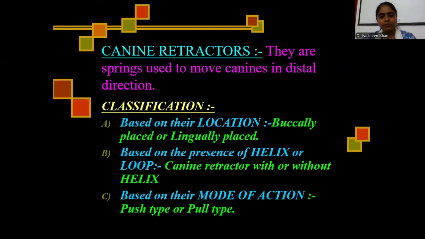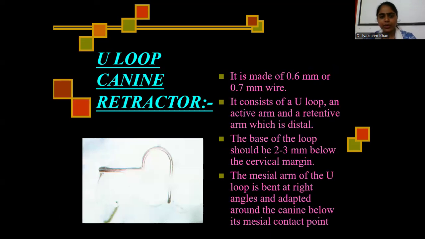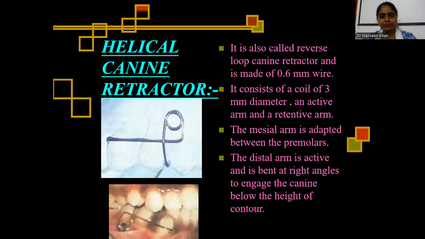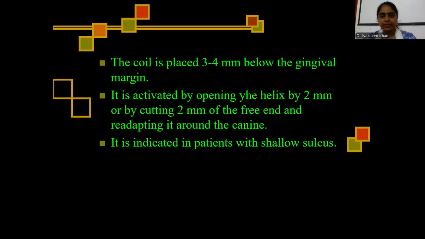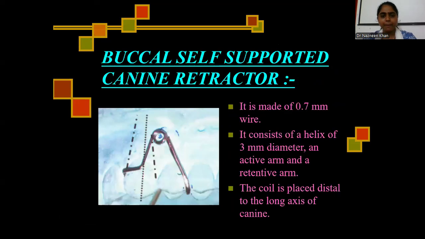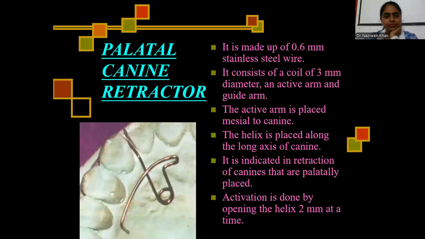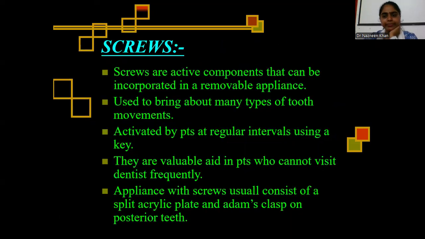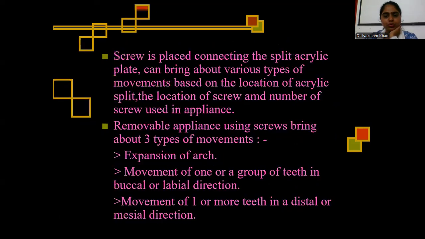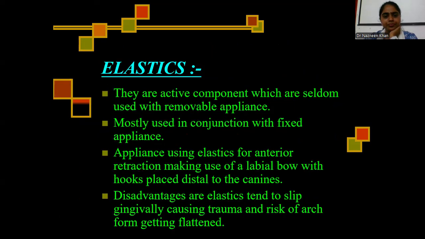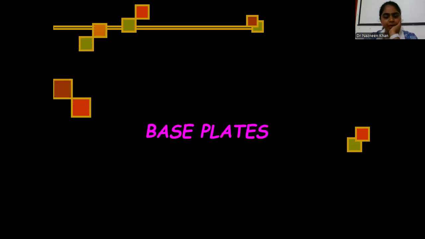Canine retractor. This is the U-loop canine retractor. Helical canine retractor. Buccal shell supported canine retractor. Palatal canine retractor. Screw. Elastics.